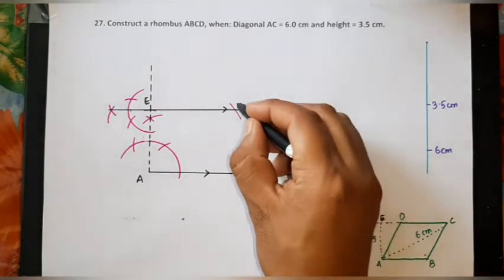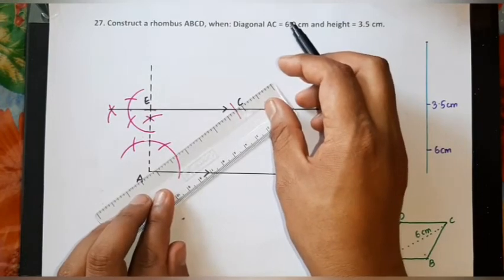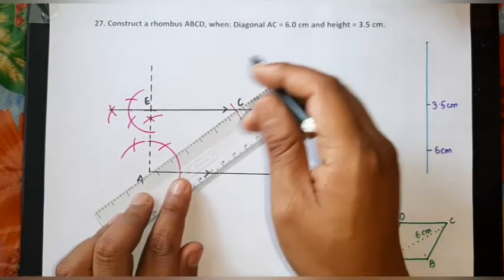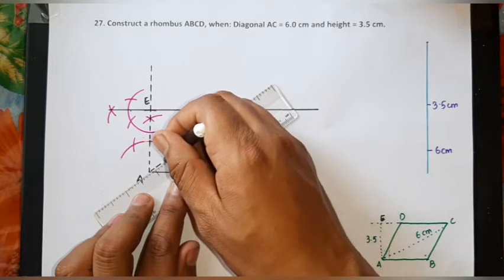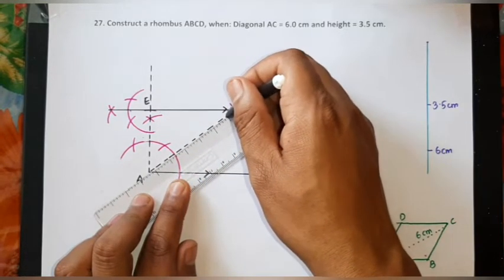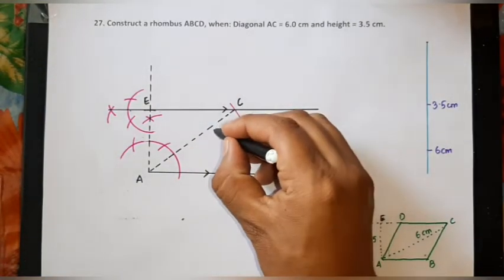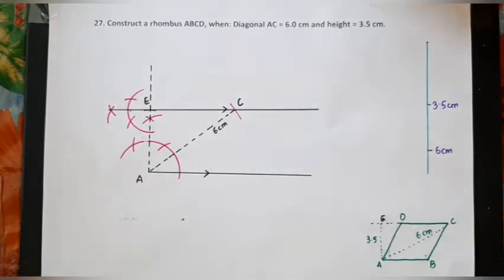So the point of intersection is C, and this diagonal is turning out to be 6 centimeter. Let me join the diagonal using a dotted line. So this is my 6 centimeter diagonal. Now our aim is to construct B and D. We have to get these points, but we don't know the length of AB, and we don't know the length of AD as well, right?